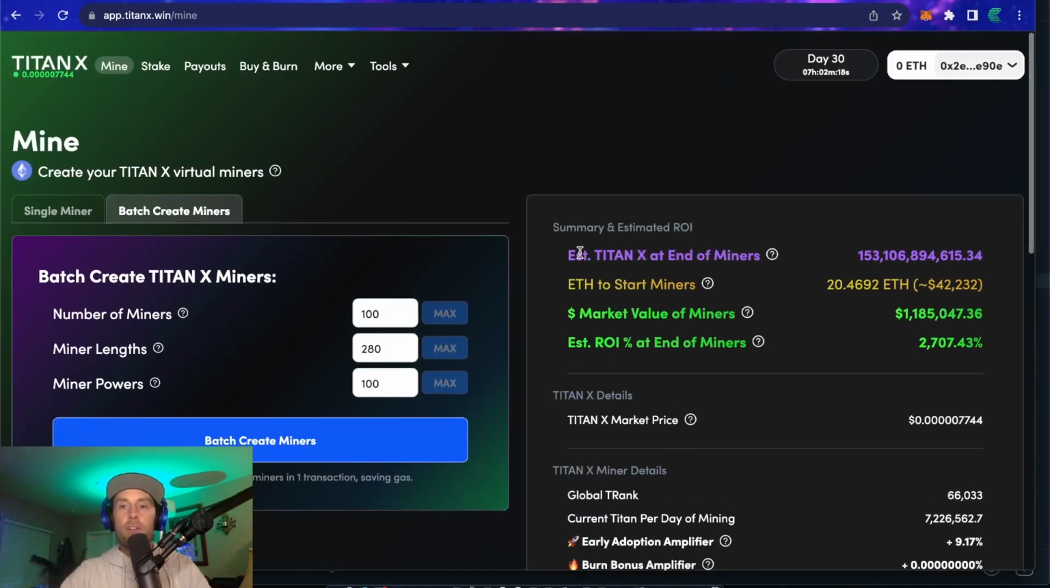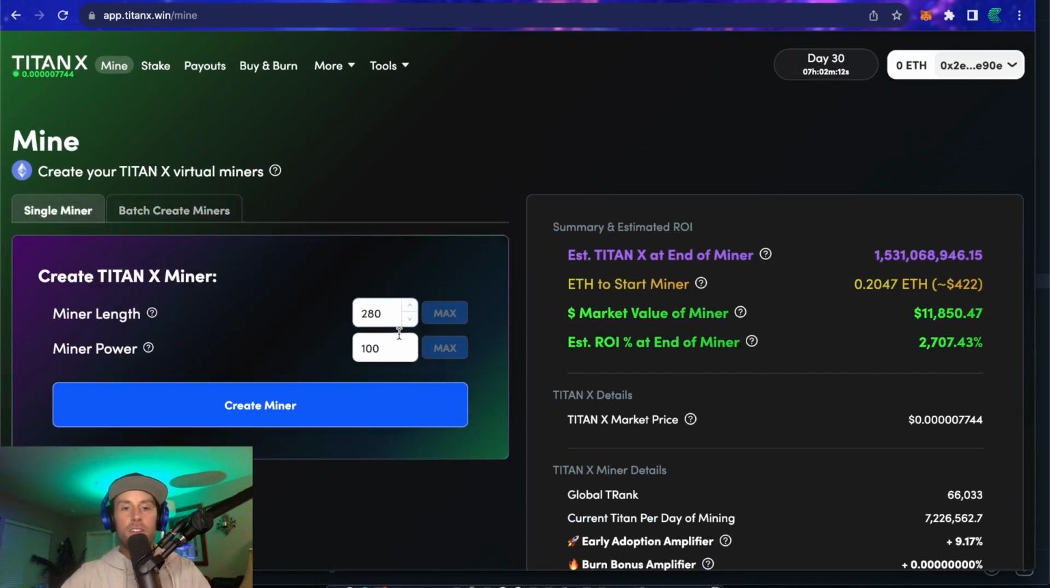So that pretty much sums up the miner section. Again, you need some ETH, and you need to come in here and choose the amount of days and how much ETH you want to spend. Really, if you only have 0.02 ETH, well, you're only going to be able to do 10 power and so on. So this is the miner section.